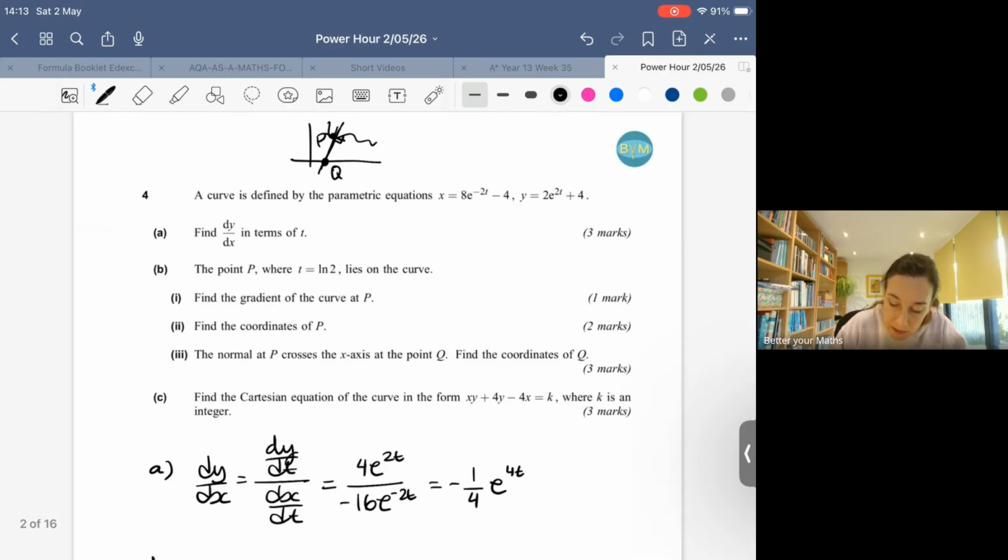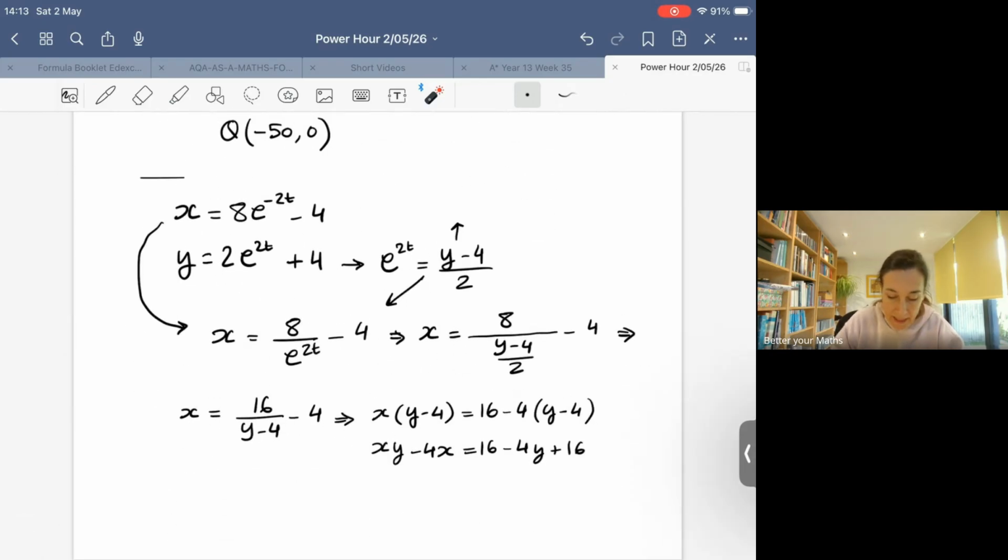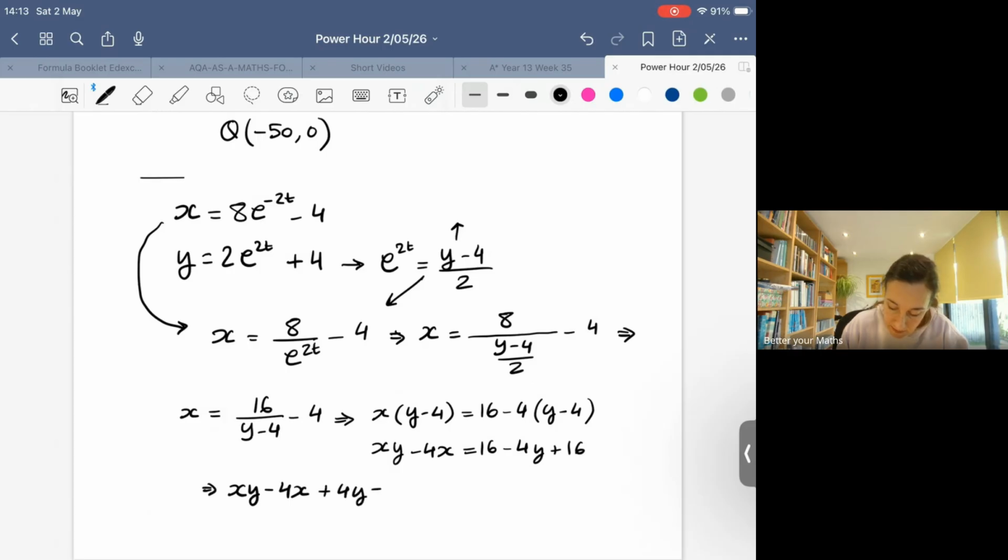And remember, the equation that they give us is everything with x and y on the left and a number on the right that must be an integer. So that's what we're going to do. Everything to the left except the number. So we have xy minus 4x plus 4y equals 16 plus 16. Yeah, so this is your k. k is 32. Yeah, is that okay for everyone?